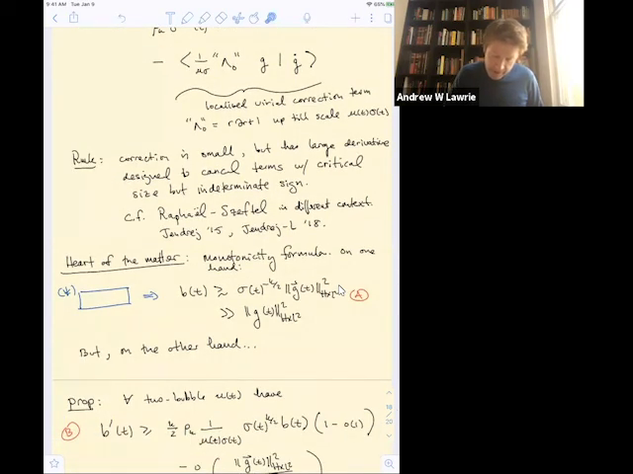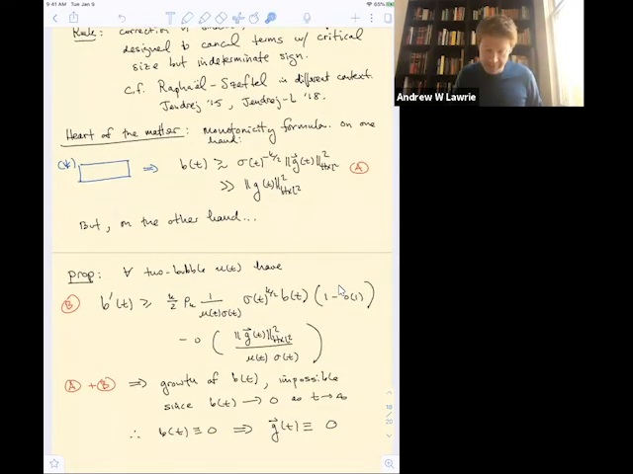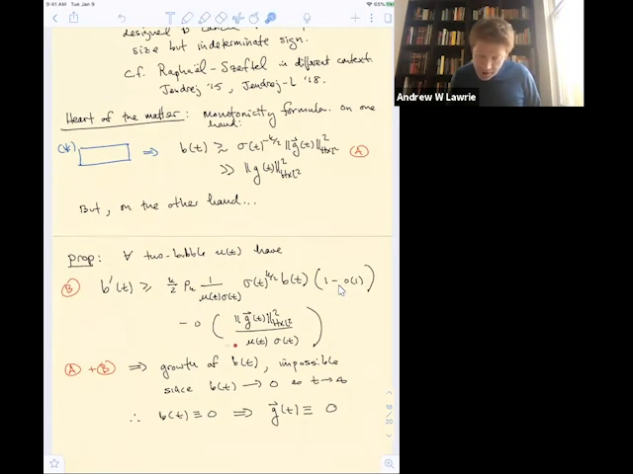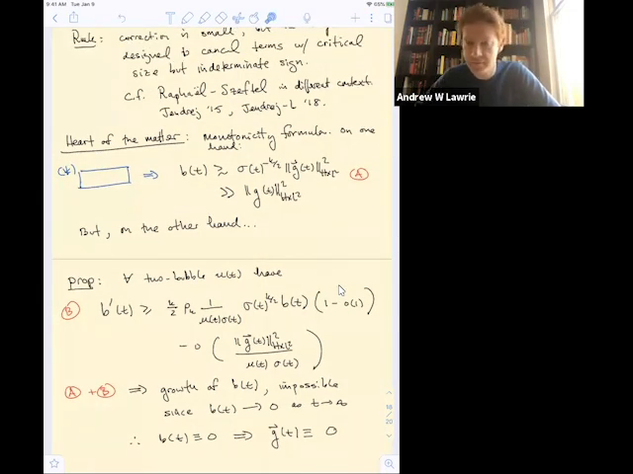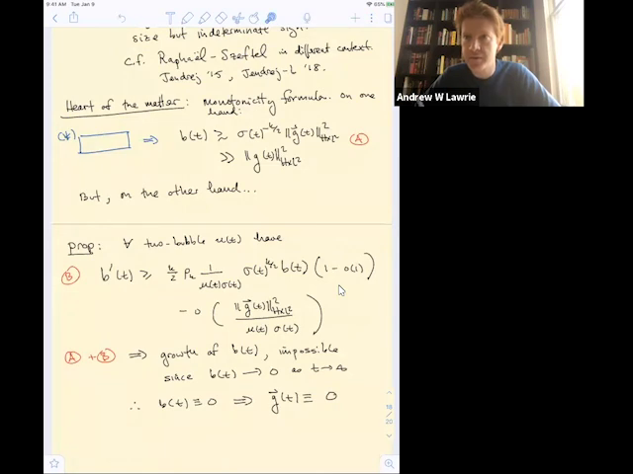But on the other hand, I can prove some estimate for B prime. I have some differential inequality for B prime. And if I put A and B together, I can show that B must grow, which is impossible since I know that B should tend to 0 as T goes to infinity. B looks like a norm of G, which should tend to 0. And so this gives a contradiction unless G equals 0. So this is how uniqueness is proved. This is one aspect of the theorem, and I think I'm probably already out of time, so I'll stop there.